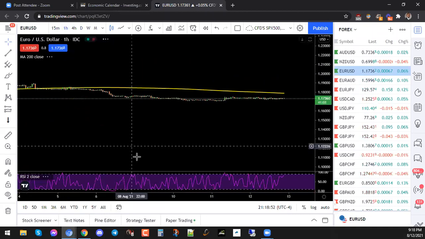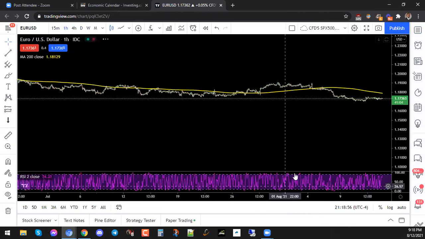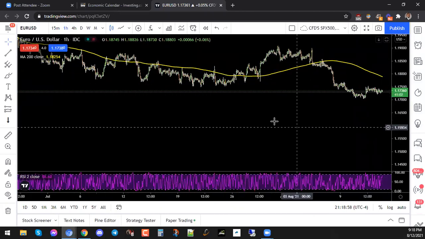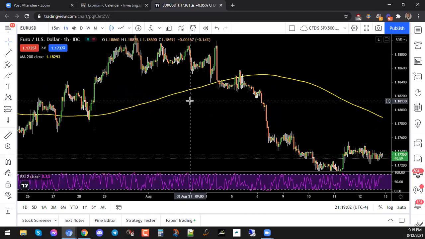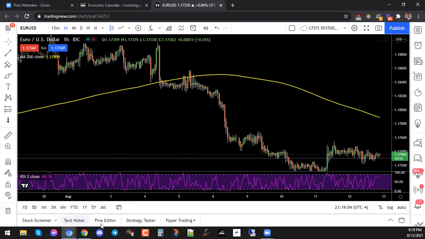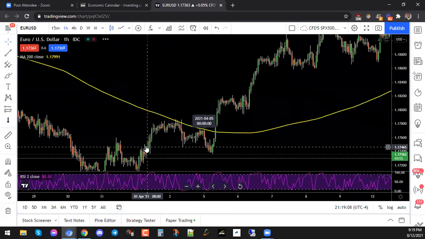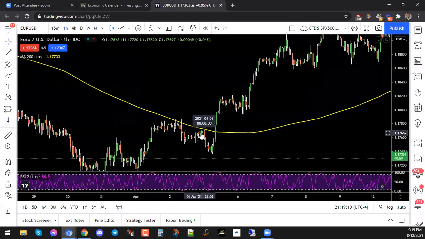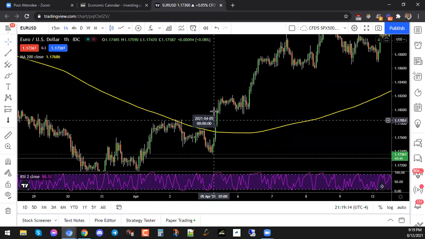And we generally want to look at the 1 hour time frame, okay? So when we're day trading, this method is designed for day trading, okay? And when we're day trading, we want to look at the 1 hour time frame. Okay. So April 5th. Here we are.